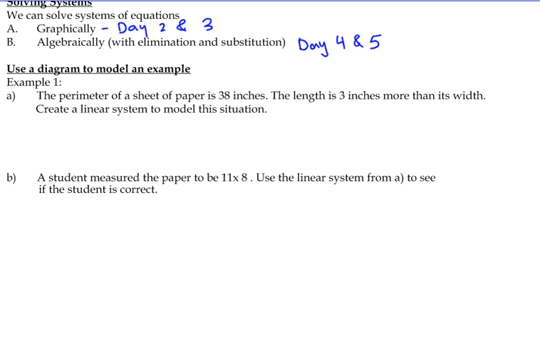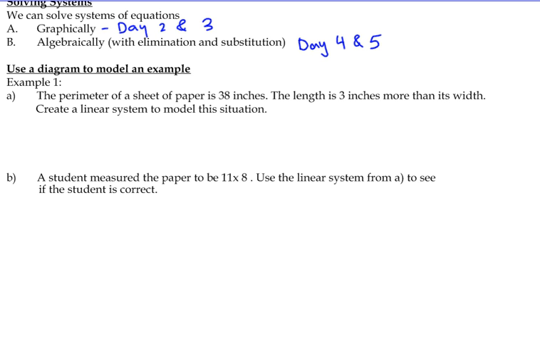Okay, so let's look at this example here. The perimeter of a sheet of paper is 38 inches. The length is 3 inches more than its width. Create a linear system to model this situation. When we make a system, we want two equations, and in each equation we want two variables. So the first thing we want to do is figure out what the two unknowns are. What are we looking for? What is the obvious thing that we don't know?